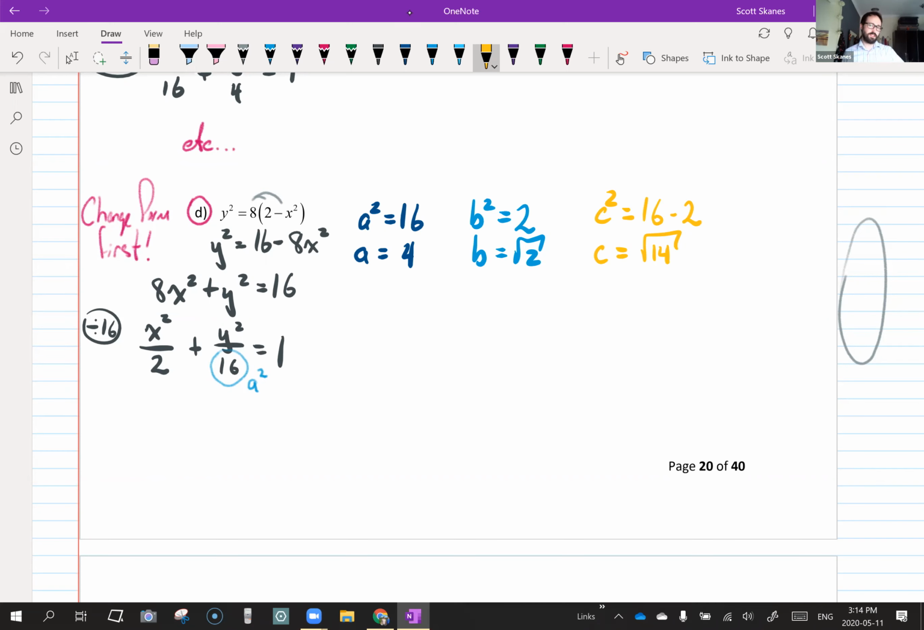Now I can get my vertices from this. I recommend you just go ahead and try it yourself because the steps are the same every time. I'm just going to make a little sketch down here. My center is at 0, 0. A is 4 and B is root 2. So I go up by 4, 1, 2, 3, 4. Down by 4, 1, 2, 3, 4. Remember, A is related to the Y. That's 4. So right away, my first vertex will be 0, 4. The second vertex will be 0, negative 4.